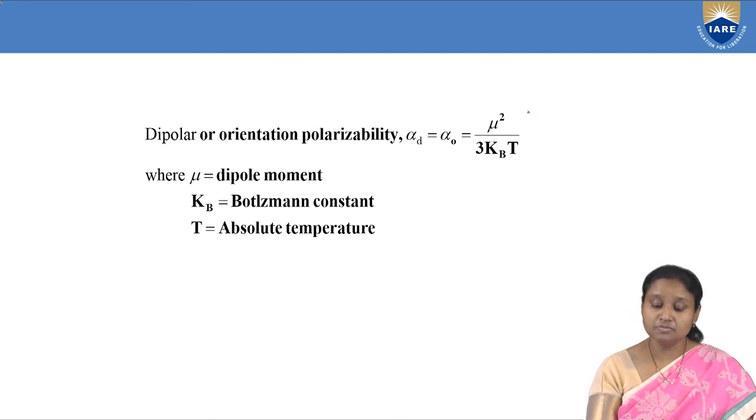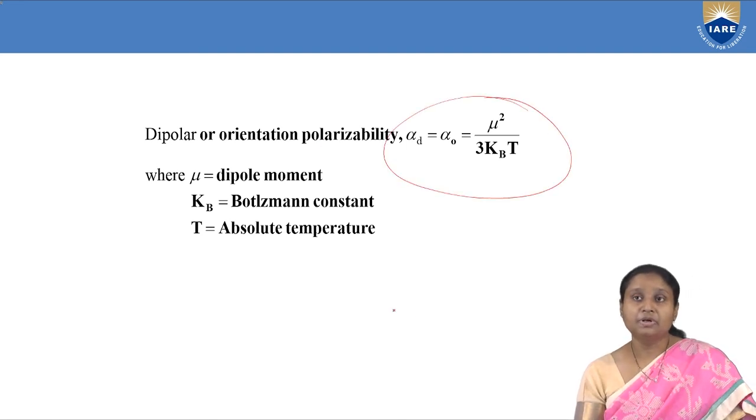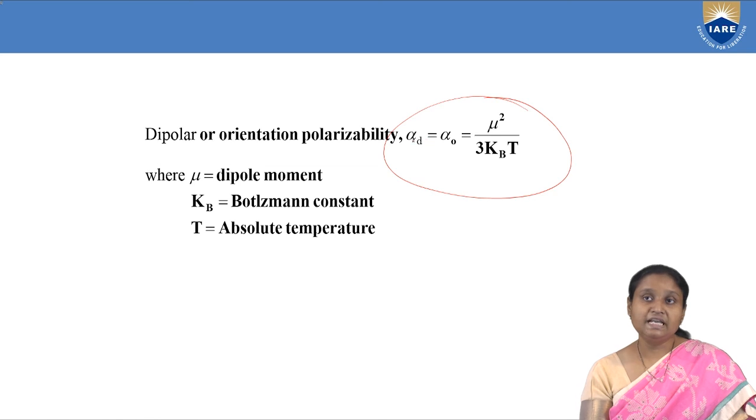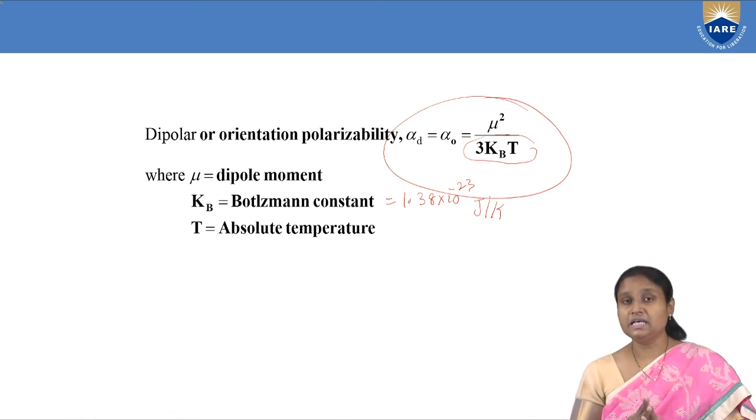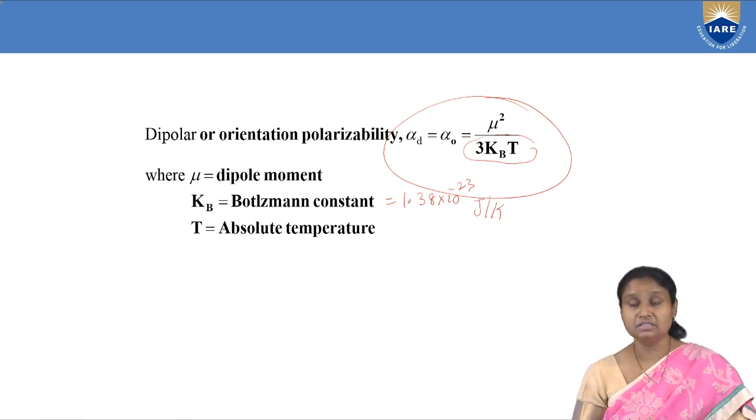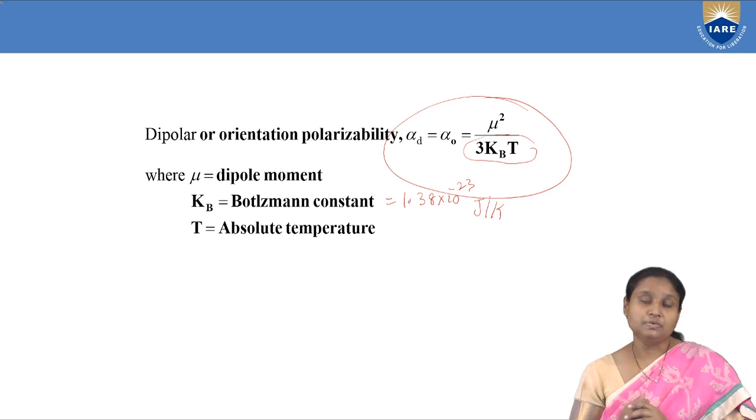And when we talk in terms of its polarizability, it is generally defined as alpha d, which is equal to alpha naught, which is given as mu square by 3kT, where k is the Boltzmann constant. And what is the value of the Boltzmann constant? 1.38 into 10 to the power of minus 23 joule per Kelvin. And of course, T is temperature. And what we have to understand here is, out of the 3 types of polarizations we have discussed, it is the only polarization which depends on temperature. So what we are going to observe here is this polarizability is inversely proportional to temperature.